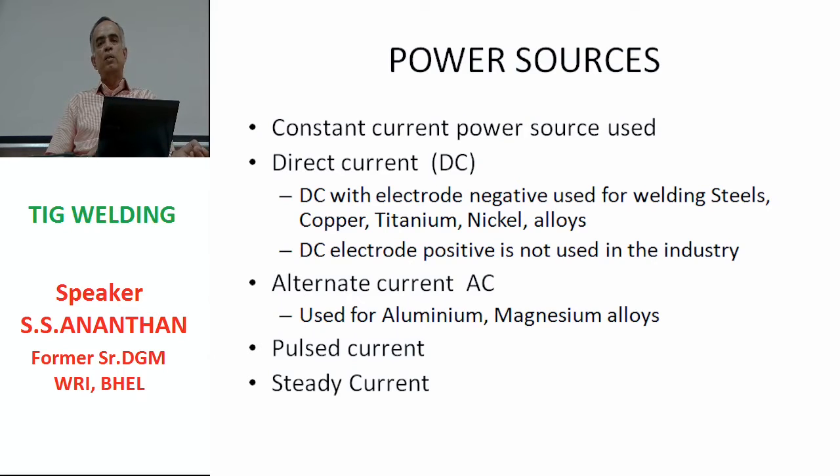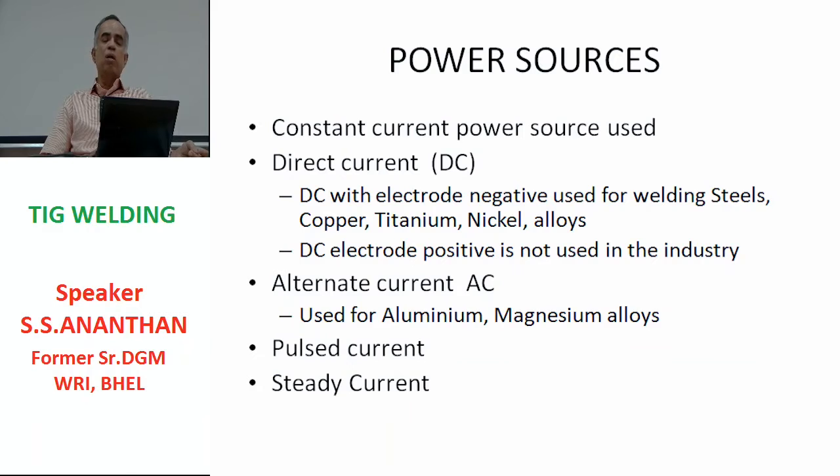The power source is the heart of the total system which gives energy to the welding. As you may be aware, we have two types of power sources. One is a constant current type, the other is a constant voltage type. In this process, we are using the constant current type of power source, where the current level is almost constant throughout the welding even when there is a slight variation in the arc length.